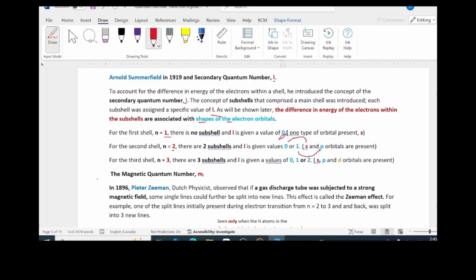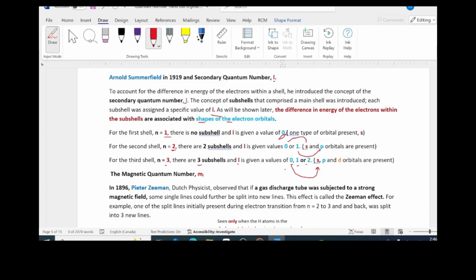For the third shell, where n is equal to 3, there are 3 subshells. Note that the number of subshells corresponds to the principal quantum number n. When n is equal to 1, there is no subshell. When n is equal to 2, there are 2 subshells. When n is equal to 3, there are 3 subshells. And L can be given values of 0, 1, or 2.